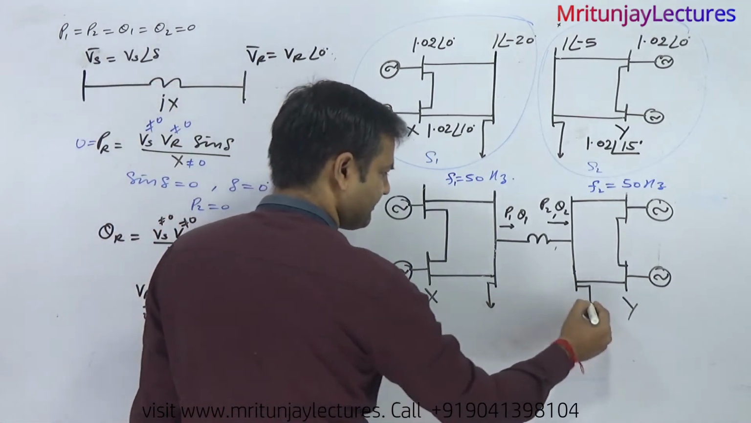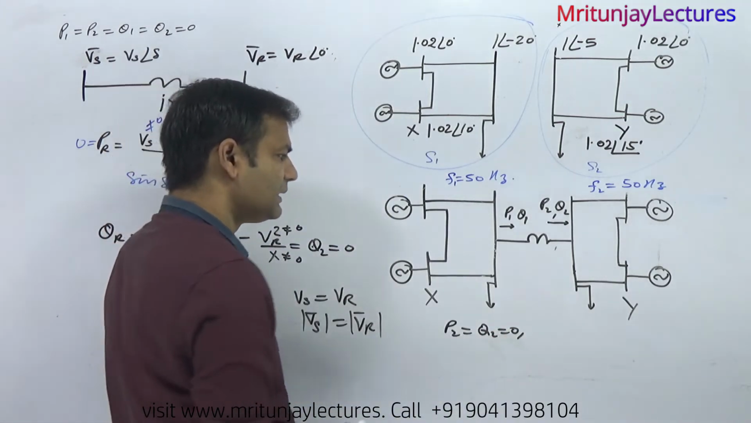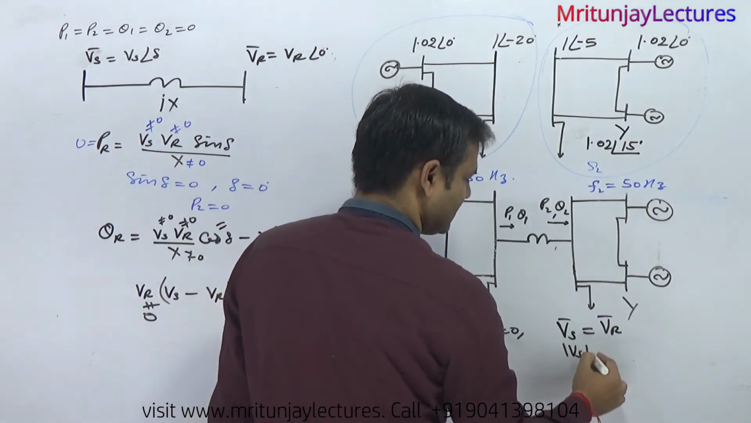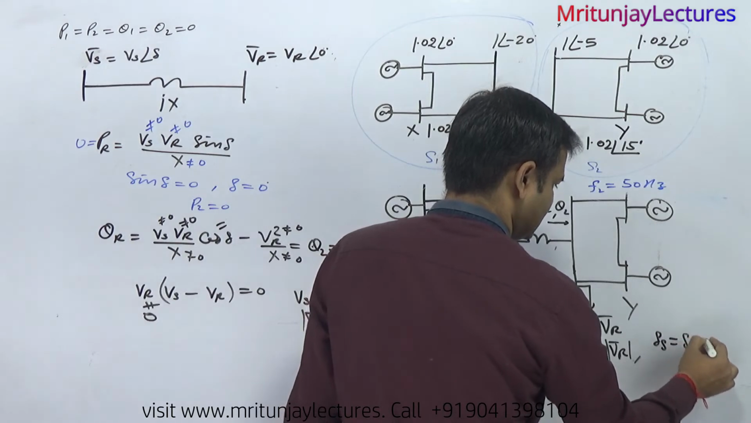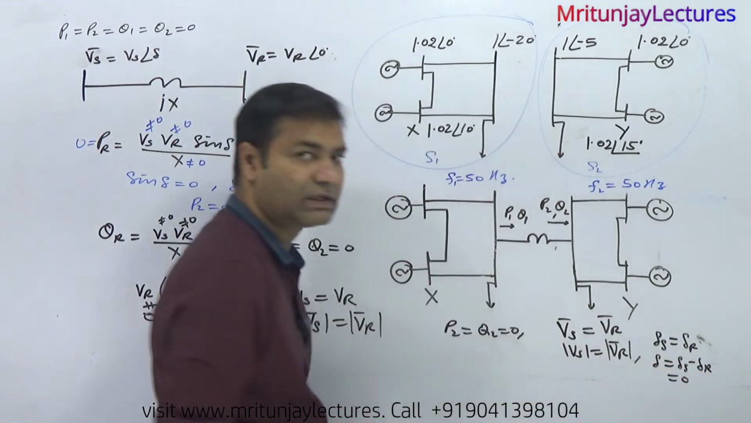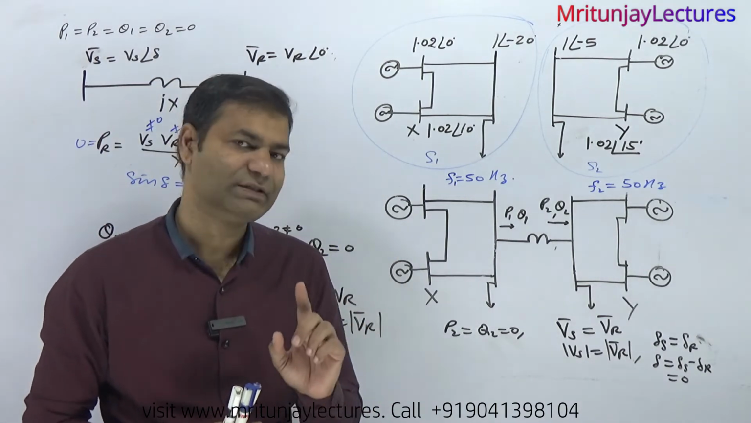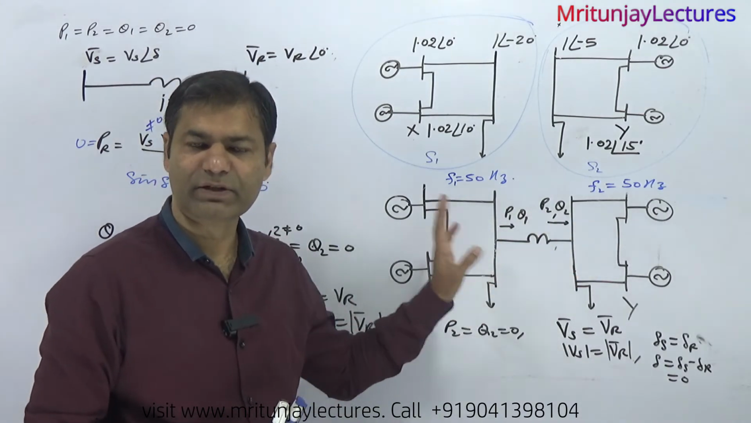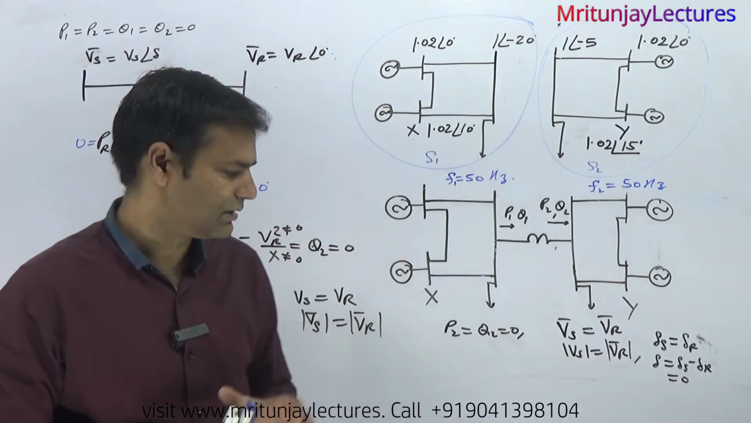What is the conclusion? P2 and Q2 are 0. If P2 and Q2 are 0, it means Vs and Vr are the same in magnitude and also the same in angle. That is why delta, which is delta S minus delta R, is 0. Clear or not? The conclusion is that P2 and Q2 are 0 only if the sending and receiving voltages are the same in magnitude and angle, that is, both phase angles are the same.